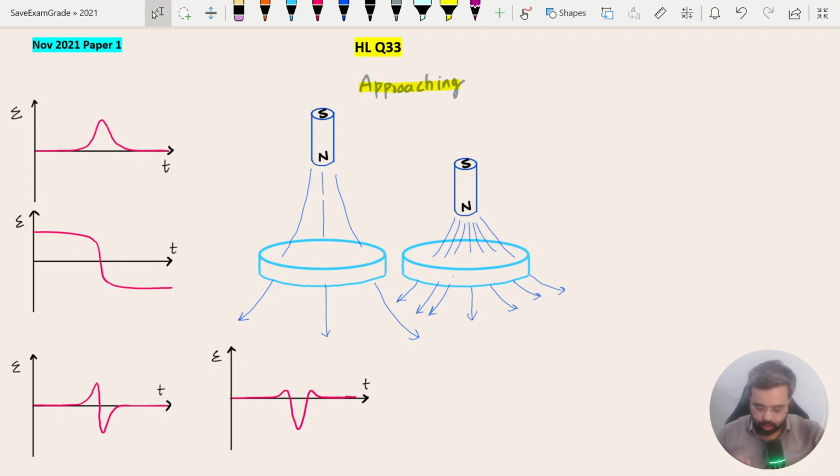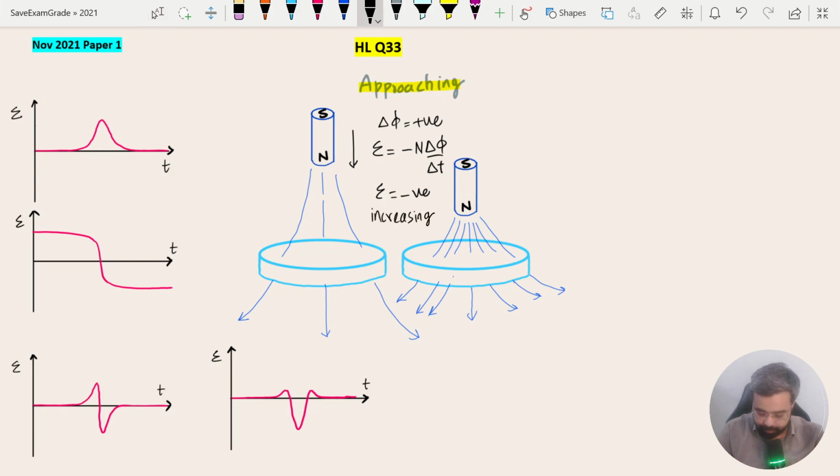So as you see, as it is falling down, what is happening? Change of flux is positive because flux is changing. And according to Faraday's law of electromagnetic induction, EMF = -N Δφ/Δt. So EMF should be negative. But remember, this is the increasing negative. Why? Because as the flux is increasing, current is produced in this conducting loop and that current is increasing.